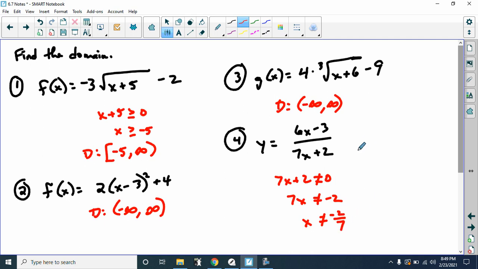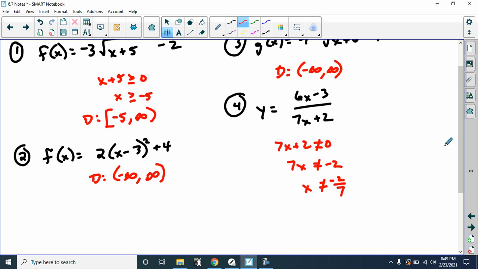X can be anything else. Any other value would give me a y value, but if x is negative 2 over 7, I don't get a y value, I get undefined. So when I list out my domain, I want all real numbers except negative 2 over 7. Using interval notation, it would be all the numbers from negative infinity up to negative 2/7, not including the negative 2/7, and then picking up again at negative 2/7 and going all the way to infinity. This is all values from negative infinity to positive infinity, except for negative 2/7 is not included there.